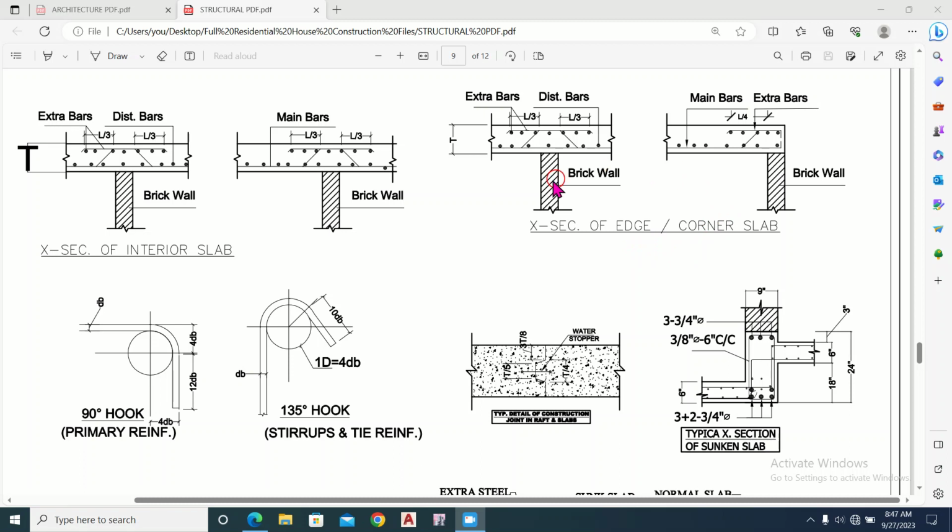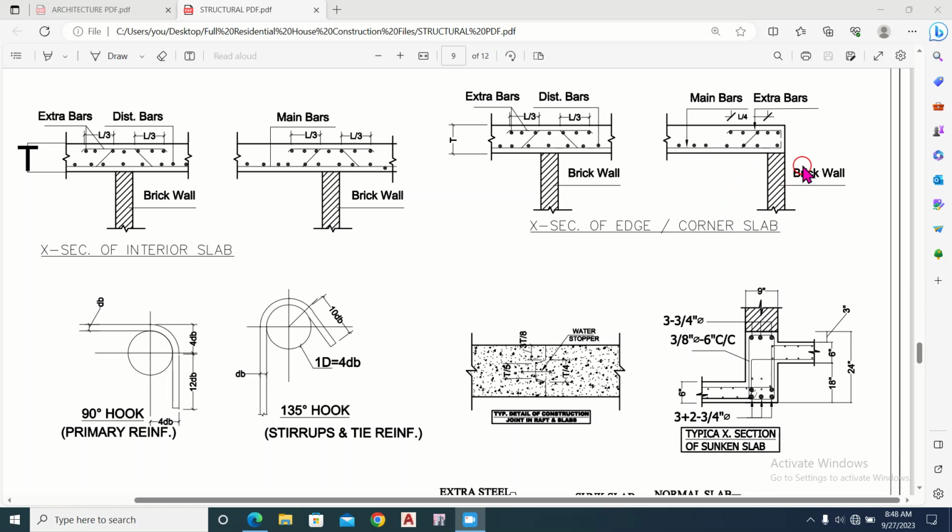Now we proceed to another section. This is the cross section of edge or corner slab. So as you see in this section, this is the negative reinforcement provided at the top, and these dots represent the distribution bars, and this sloping line represents the chairs which support the top extra mesh of the bars, and we have to provide the negative bars of length equal to L by 3 on this direction and L by 3 on this side, and L is the length of the beam from here to the end on this side.